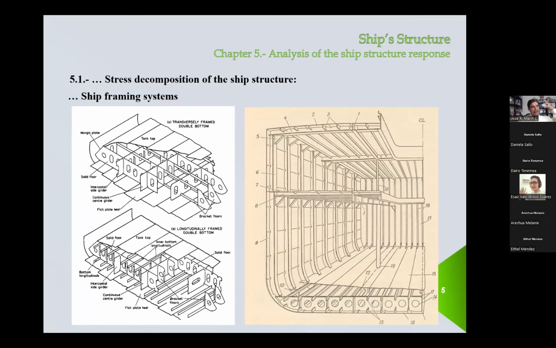Try to imagine, for example, you carry cargo here. It is possible that the geometry of the cargo influenced the selection of the framing system. So you have a longitudinal framing system, and you start seeing more or less that the spacing between longitudinals is maybe 60 centimeters. You start learning from there.